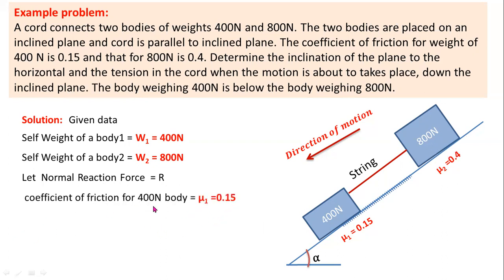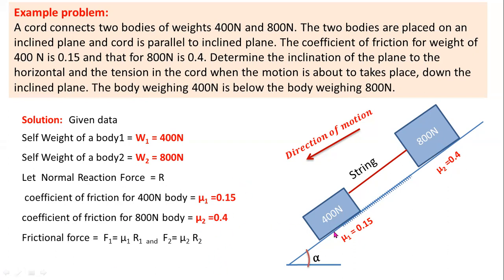Coefficient of friction for the 400 newtons body: the value of the coefficient of friction between the body 400 newtons and the plane is 0.15, and the coefficient of friction between the block 800 newtons and the plane is 0.4. The friction force F1, that is the friction force between block 400 newtons and plane, is F1 equal to mu1 R1, and the friction force between the block 800 newtons and the plane is F2 equal to mu2 R2.